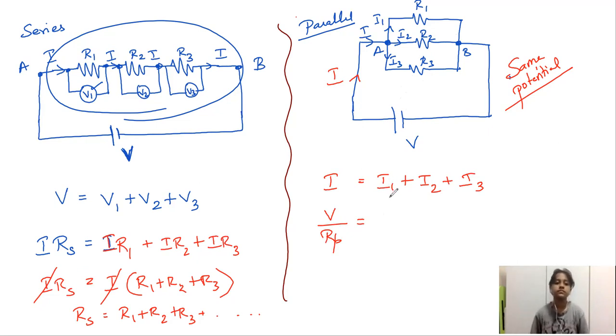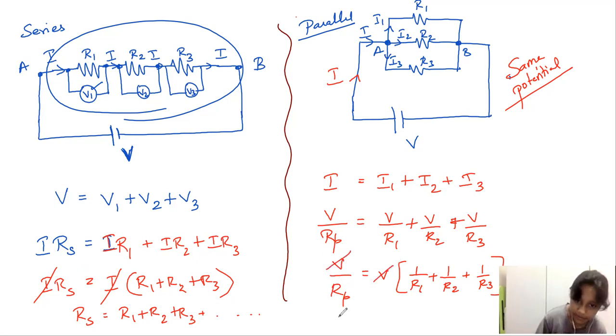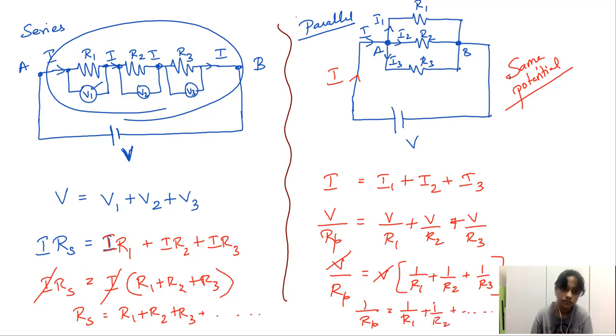So what is I1? As per the formula, V by R1. This will be V by R2, V by R3. So V, when you take it out common, what will you end up with? 1 by R1 plus 1 by R2 plus 1 by R3. Please remember 1 by RP is equal to 1 by R1 plus 1 by R2, and it goes on. Getting it? After you find this sum of 1 by R1 plus 1 by R2, what you have to do in the final answer is reciprocate to get your RP value.